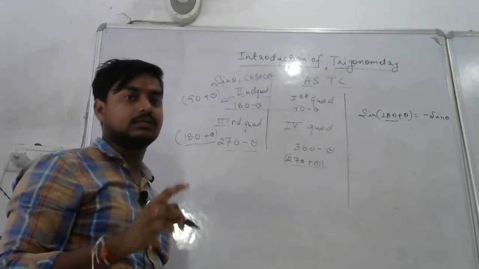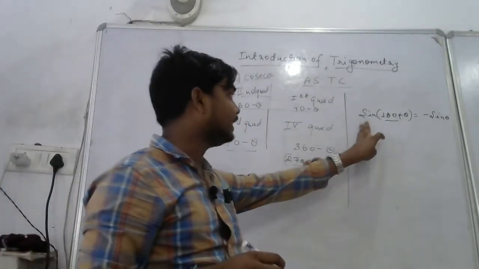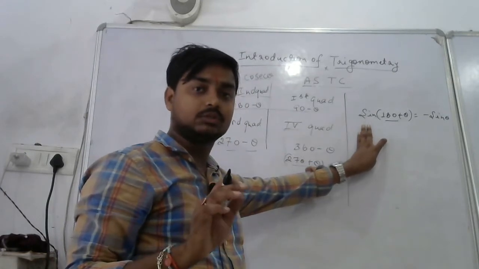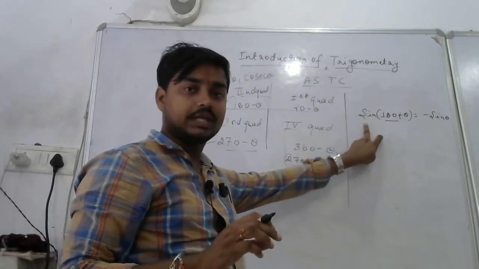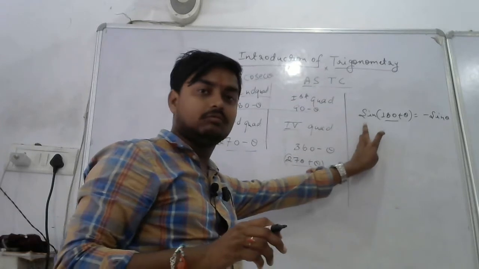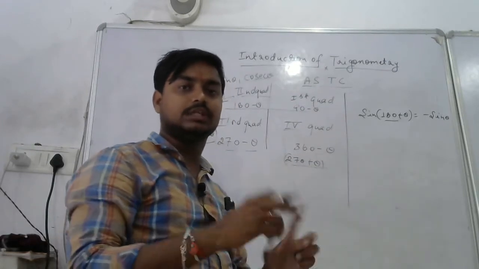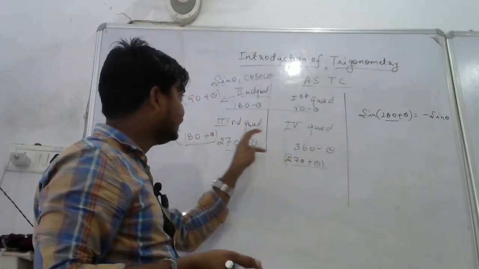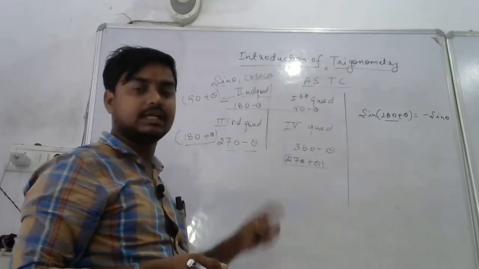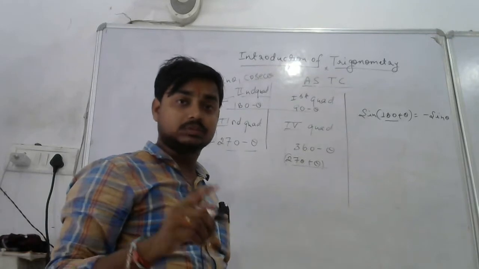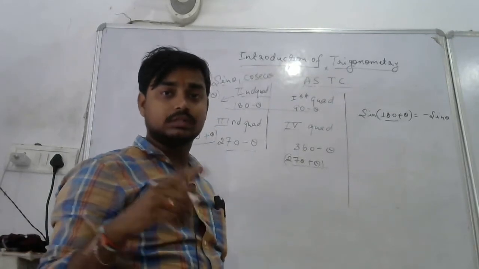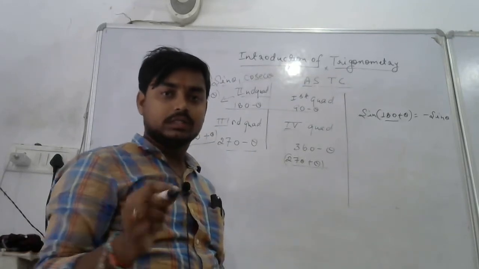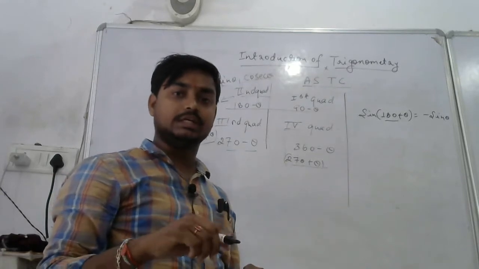For 180 and 360 there is no change in the trigonometric ratios, meaning sin, cos, tan, sec, cosec stay the same. But in the case of 90 and 270 there is a change: sin becomes cos, and tan becomes cot. All these trigonometric ratios are interchanged.